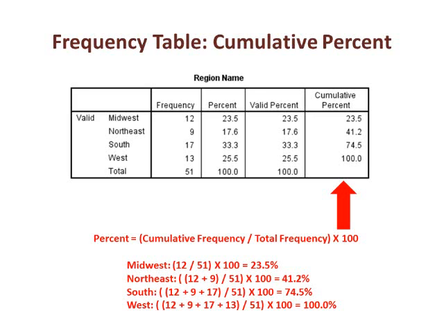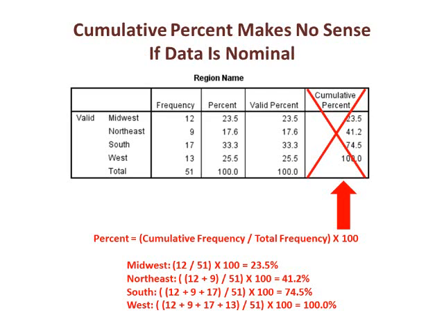For example, let's look at Northeast. If I add together the 12 Midwest states preceding Northeast on the table, with the 9 from the Northeast, I have 21 states, or a cumulative percent of 41.2%. Note that there is no cumulative percent in the total row, because we reach 100% of observations in the row for West. The problem with this example is that region name is a nominal variable.